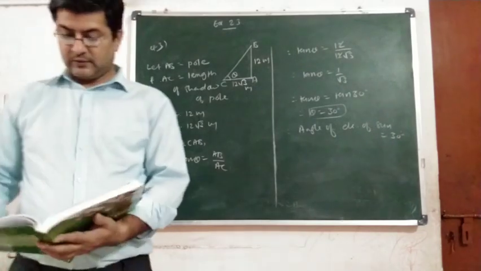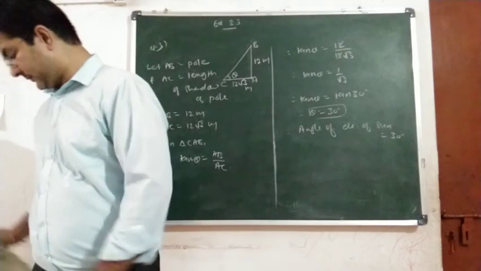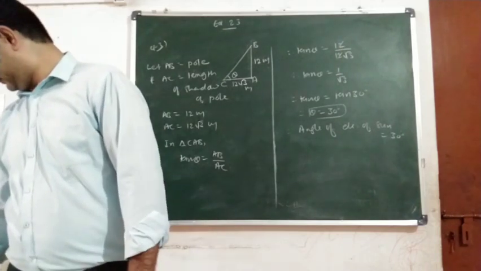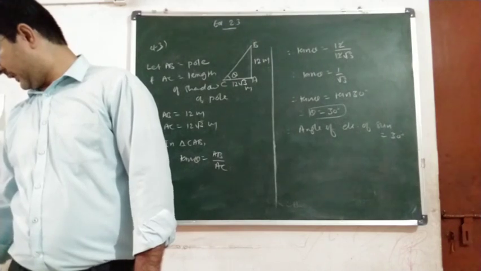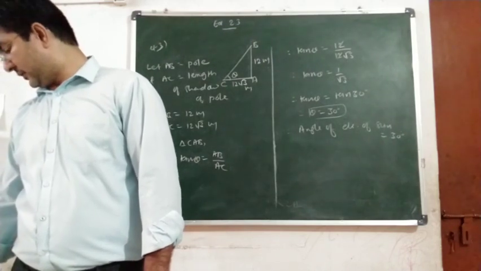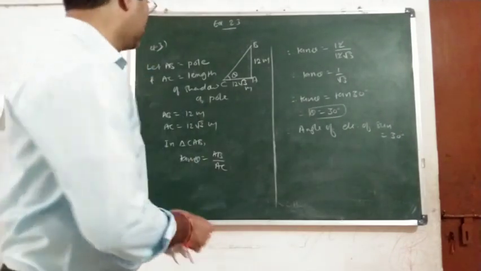Okay, now next question. A kite is flying with a thread 80 meters long. If the thread is assumed stretched straight and makes an angle 60 degrees with the horizontal, find the height of the kite above the ground.